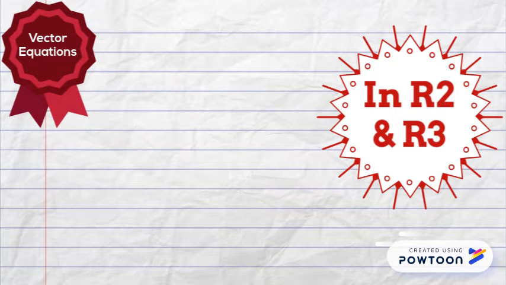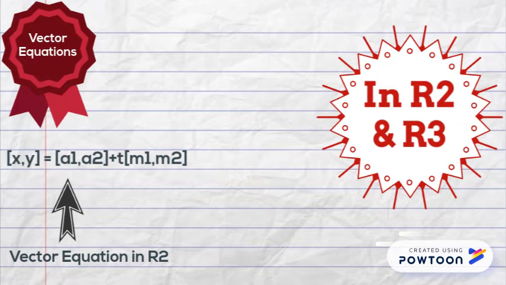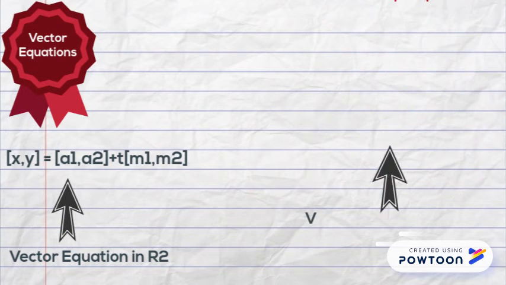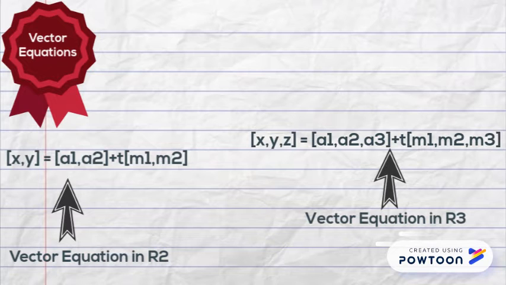The vector equation for R2 is (x, y) equals (a1, a2) plus t multiplied by (m1, m2). The vector equation for R3 is (x, y, z) equals (a1, a2, a3) plus t multiplied by (m1, m2, m3). Let's do an example.